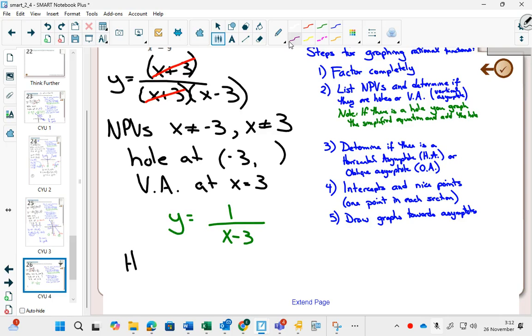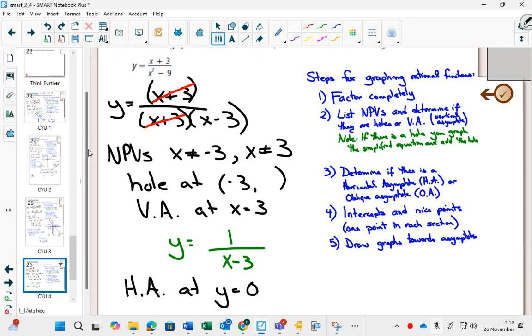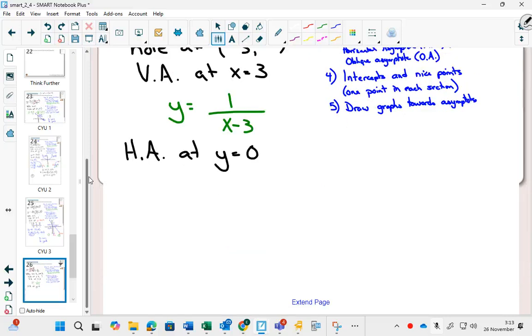Yes. The degree is bigger on the bottom. Anytime it's bigger on the bottom, you have a horizontal asymptote at y equals 0. You would have got that from the top one too, but you have to be careful. You have to base everything on your new equation, and I'll show you why.